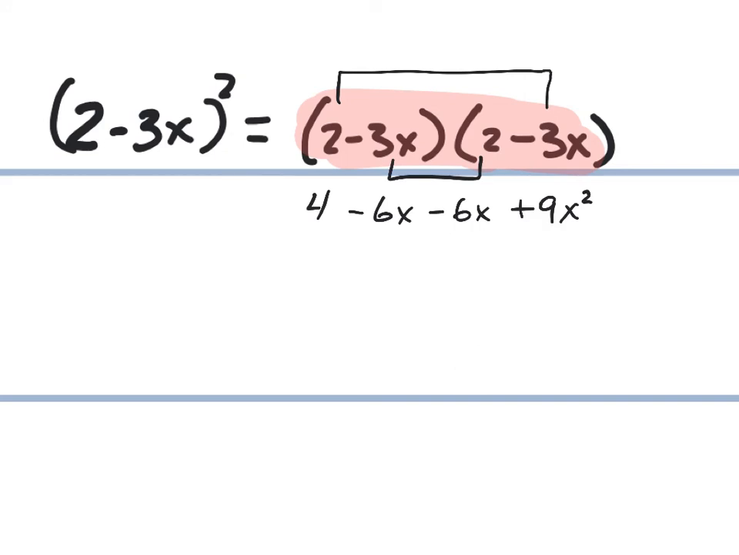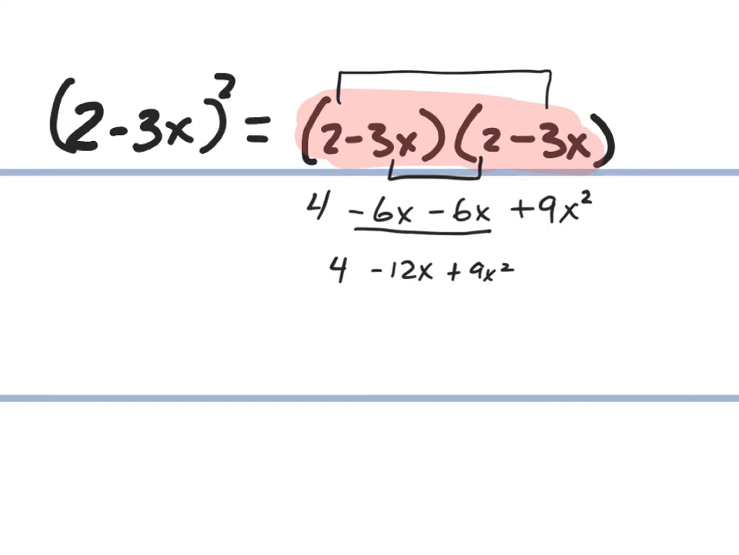Okay, but something can be combined here, right? The negative 6x and a negative 6x can be combined together to become what? 12x squared? No, it's only squared when you multiply, right? What is this? Negative 6x minus 6x. If you have negative 6 minus 6, that's a negative 12x. Plus 9x squared, and we have a 4 up front.